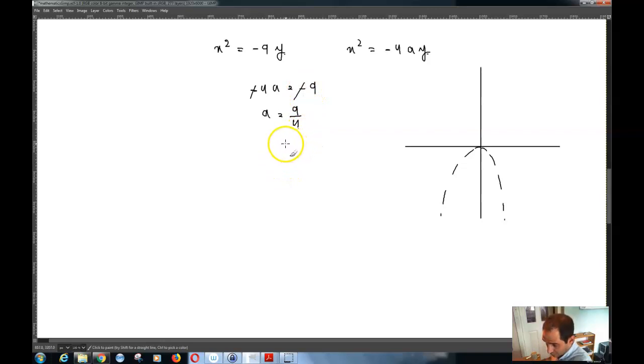9/4 is the same thing as 2 1/4. So 2 1/4 would be 1, 2, and 3, and 2 1/4 would be over here. So that is basically 0, 9/4, and then 1, 2, and 3 over here. Y is equal to, so this is a negative, of course, negative y, and y is equal to 9/4 is basically the equation of the directrix.